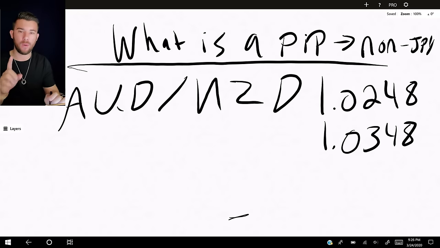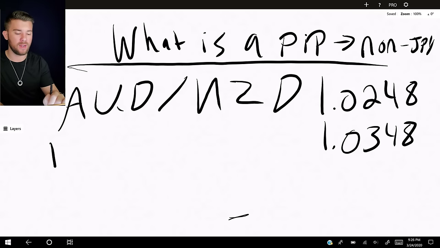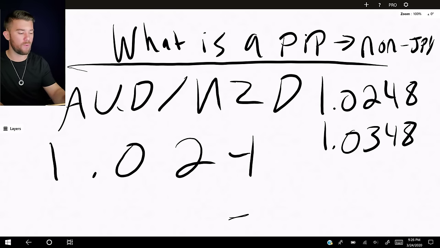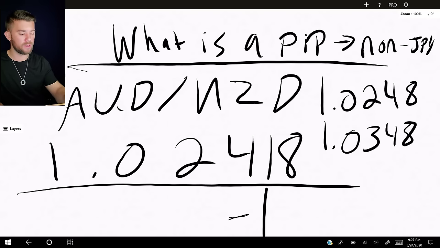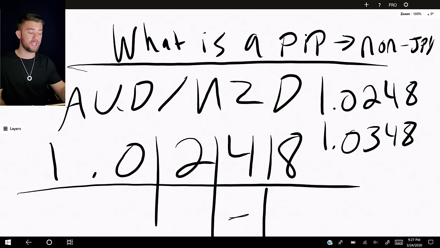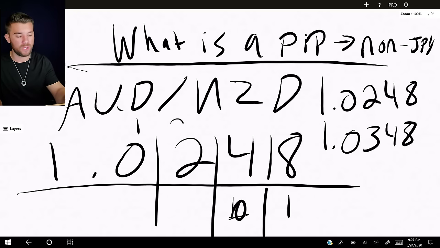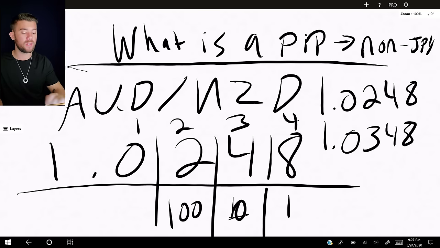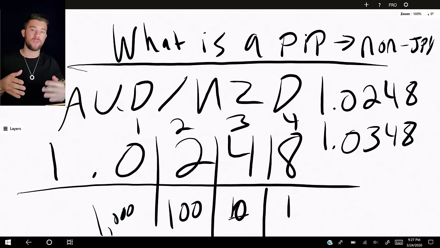Let's draw out our table one more time to make this very easy. 1.0248. Okay? Here we have our little table that I like to make. At this point, we have our ones, our one pip, which is the fourth decimal, our tens, which is the third decimal, we'll write this out too, 1, 2, 3, 4 decimals. We have our 100s, and the zero would be the 1000s. You don't really have to know that. That's kind of irrelevant unless we have some kind of super crazy market moves.